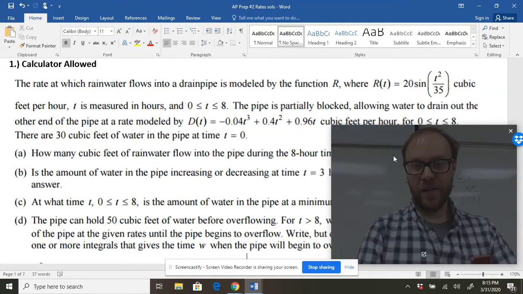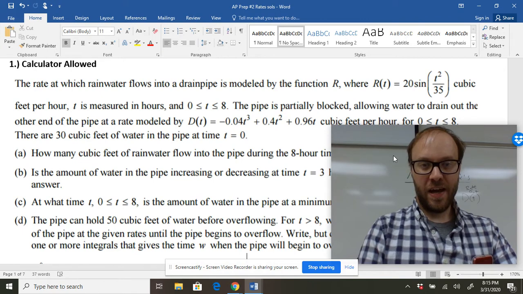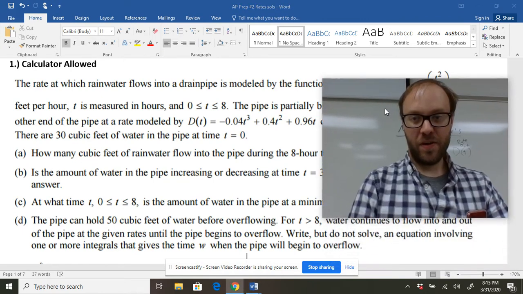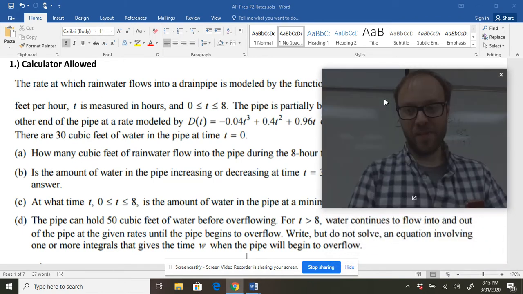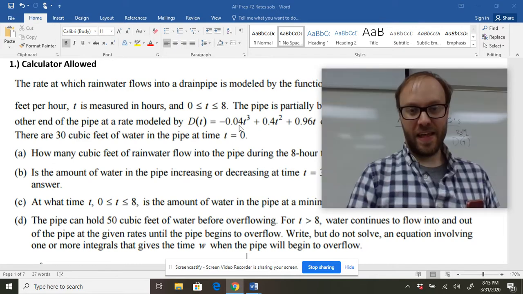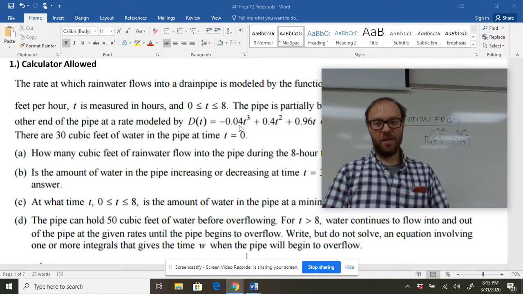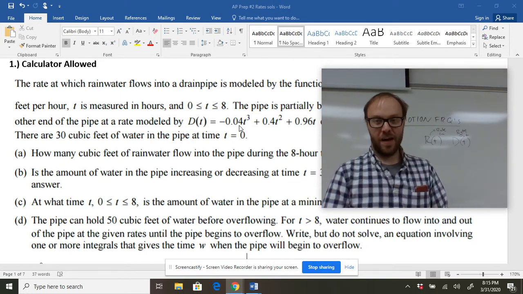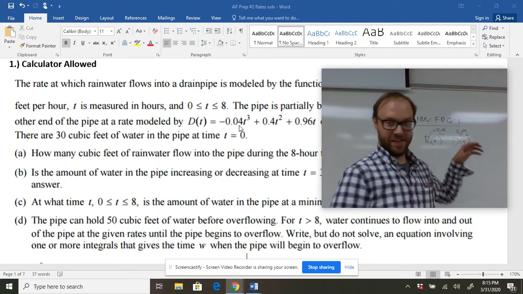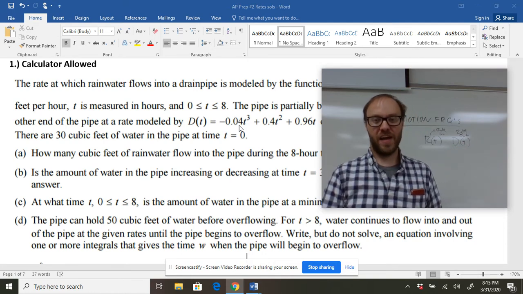All right, we're going to take a look here at number three, or part D of number one, actually. What they want us to do here is, so we've got all the information we had before. They tell us that the pipe can hold 50 feet of water before it overflows. And the water flows in according to those functions that they gave us earlier. I'm just writing R of T, D of T. That's the rate that the water comes in, the rate that the water goes out.